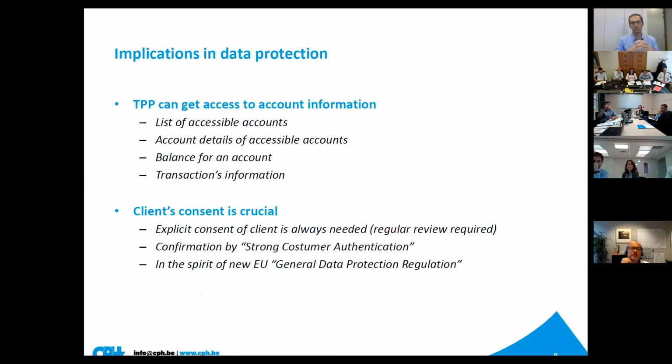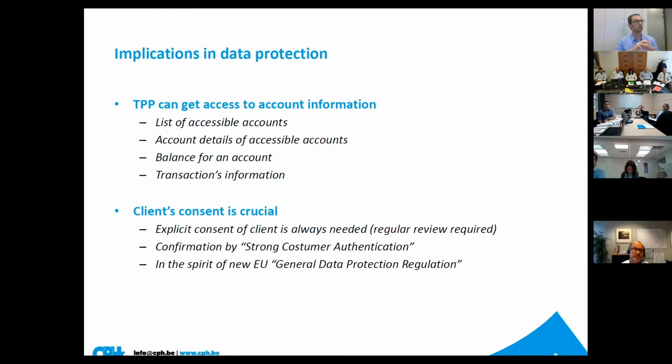In terms of data protection, it's a given that a third party can access accounts of our clients. They can ask for the list of accessible accounts. If a client is using a TPP, that TPP can ask us to give the list of all the accessible accounts of that client. The TPP can also ask for the details of the accounts, so who are all the other people related to that account. The TPP can also ask for the balance of an account and transaction information, for instance a history of 3 months of all the transactions.